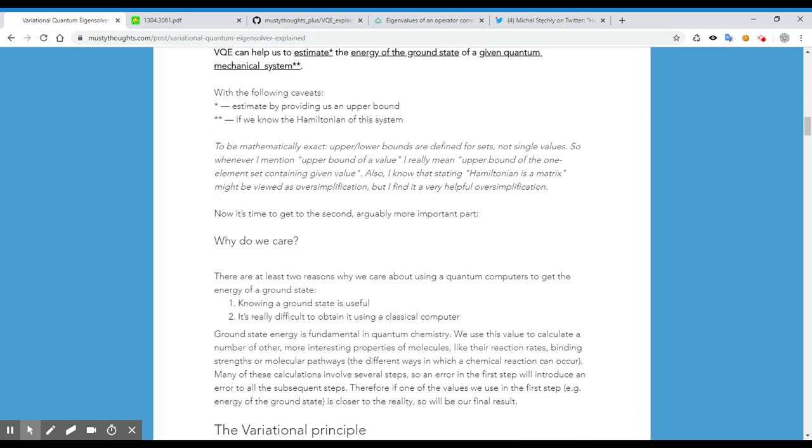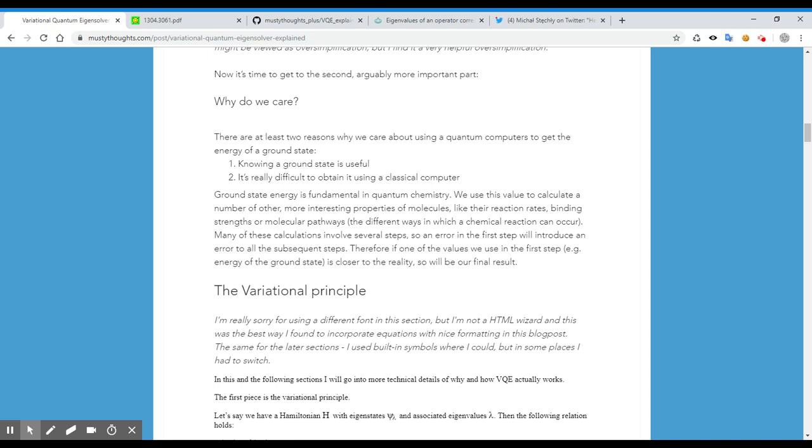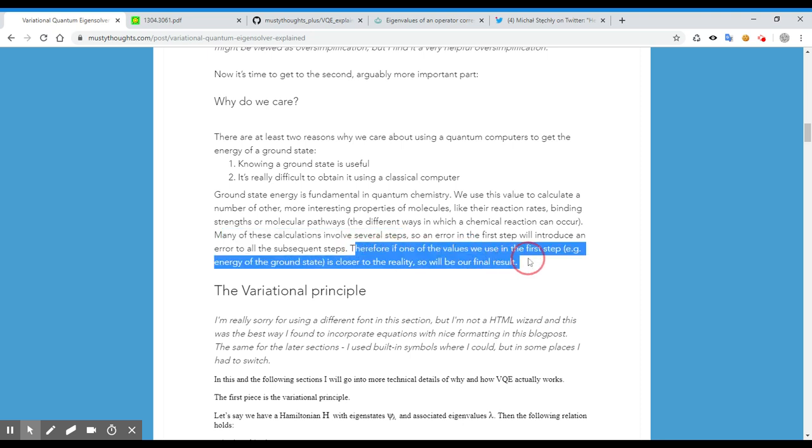It's time to get to the second, arguably more important part. Why do we care? There are at least two reasons why we care about using quantum computers to get the energy of a ground state. One, knowing a ground state is useful, and two, it's really difficult to obtain it using a classical computer. Ground state energy is fundamental in quantum chemistry. We use this value to calculate a number of other more interesting properties of molecules, like their reaction rates, binding strengths, or molecular pathways, the different ways in which a chemical reaction can occur. Many of these calculations involve several steps, so an error in the first step will introduce an error in all the subsequent steps. Therefore, it matters if one of the values we use in the first step, the energy of the ground state, is closer to reality.